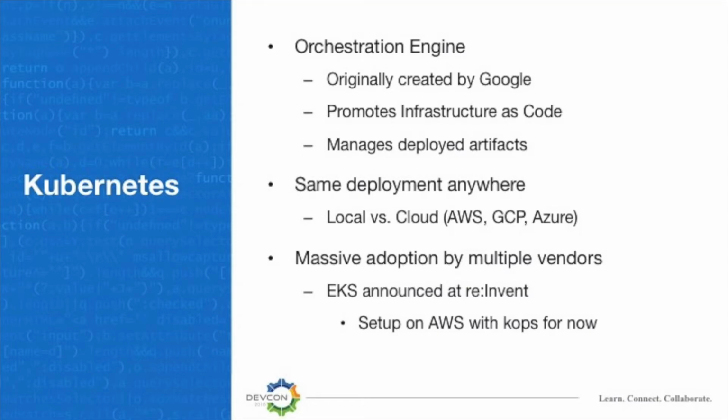So same deployment anywhere is a big key thing with Kubernetes. You can write your descriptor files, and you know that they should deploy in various environments. So whether that's locally for local development on Minikube, or whether it's a cloud vendor, it should deploy the same way. And of course, it's had massive adoption recently. Every single major vendor, I think, announced support last year for Kubernetes. So EKS was announced at re:Invent last year, from Amazon. That's not available yet, so as soon as it is, that will be something we're switching to. But for now, we've been setting up our clusters with kops on AWS. It seems to be the standard way of doing things.